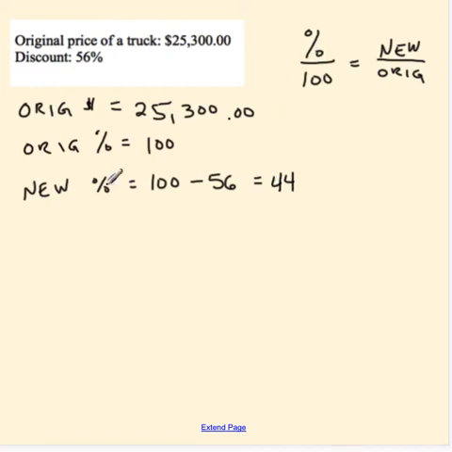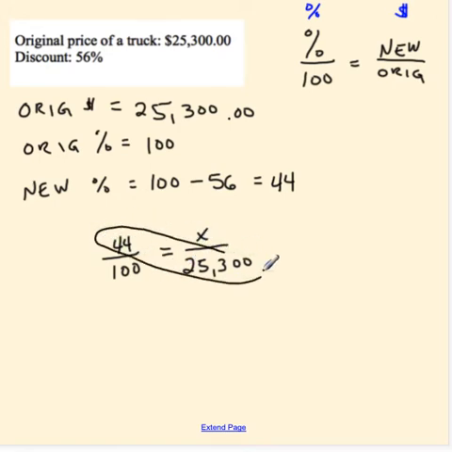So let's go ahead and plug it in. The percents go on the percent side. The numbers go on the number side. We could even label that if that helps. This is our percent side, and this is our dollar sign side. Okay, so let's plug them into this rule. We've got percent is now 44, because that's what's left over after the discount, over 100, is equal to new. We don't know how much the truck is going to cost after we take the discount. So x over the original, which is 25,300. Okay, so let's cross multiply.